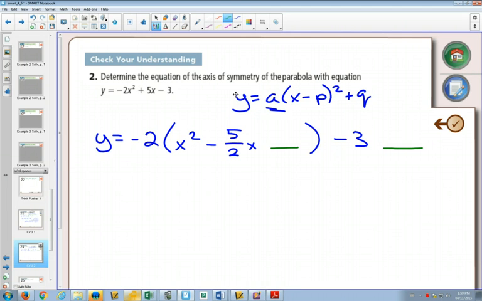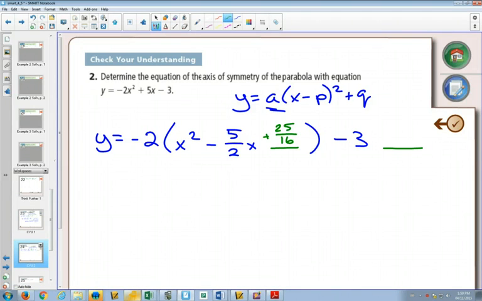I have to complete the square. What's half of 5 over 2? 5 over 4. And 5 over 4 squared will mean we'll add 5 times 5 is 25, 4 times 4 is 16. We'll add 25 over 16.